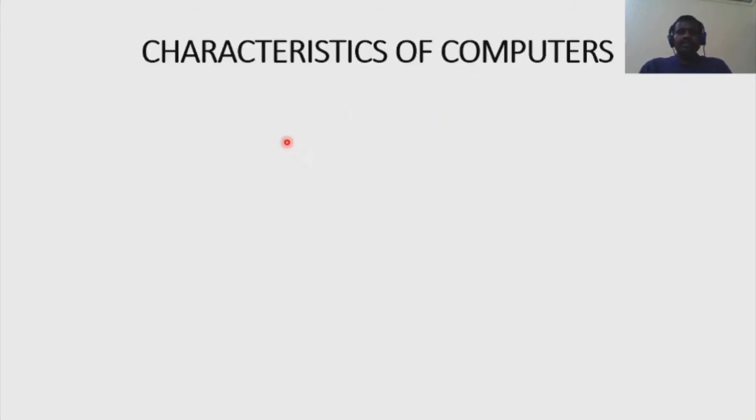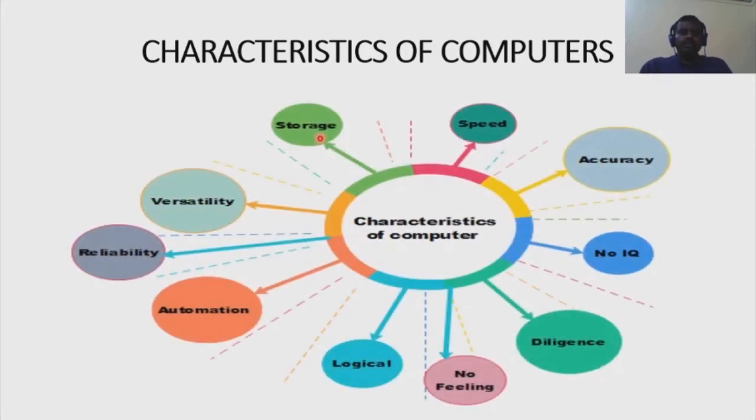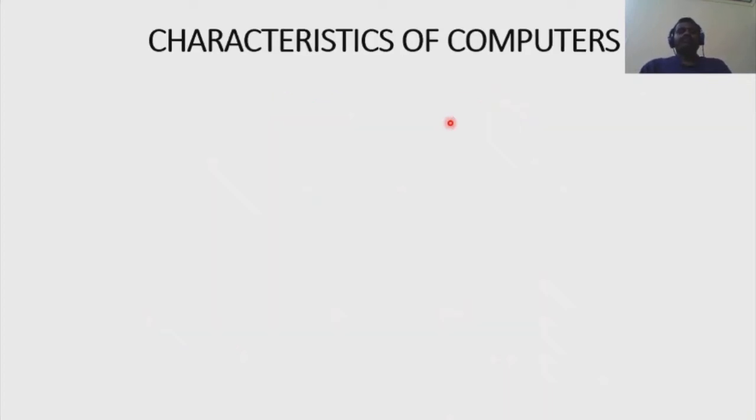Next we come across the characteristics of the computer. Here we have storage, versatility, reliability, automation, logical, no feeling, diligence, no IQ (intelligence quotient), accuracy, and speed. So these are all the important characteristics of the computer. We will see them one by one.